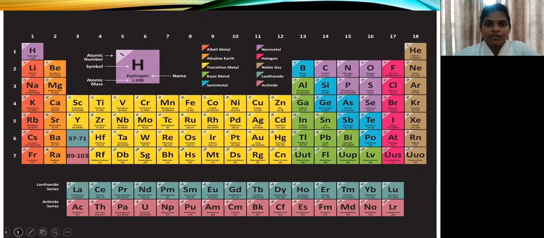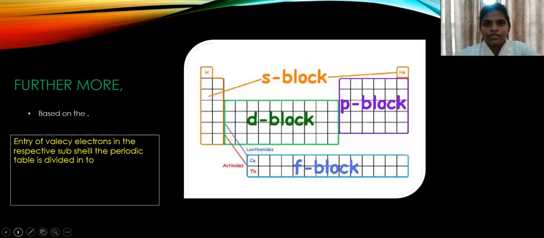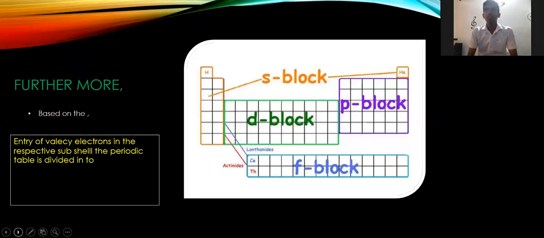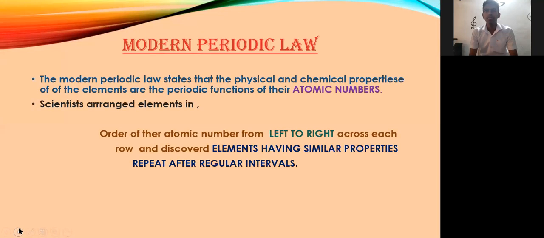Yes, Vihal, can you describe a few more details about the periodic table? Sure, Minuli. Furthermore, based on the entry of valence electrons in the respective subshell, the periodic table is divided into S, P, D, and F blocks. The diagram in the slides gives you a clear idea about it. The modern periodic law states that the physical and chemical properties of the elements are periodic functions of their atomic number. Also, scientists arranged elements in increasing order of atomic numbers from left to right across each row and discovered that elements having similar properties repeat after regular intervals.